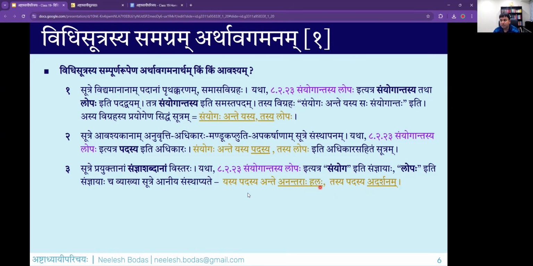And now the sutra becomes Yasya padasya ante anantaraha halaha. Anantara means without any gap, consecutive. So yasya padasya ante consecutive halaha. Hal varnaha kramena kasyapi vyavadhanam vina sthapitaha santi. So yasya padasya ante anantaraha halaha tasya padasya adarshanam. This is now the expanded statement.